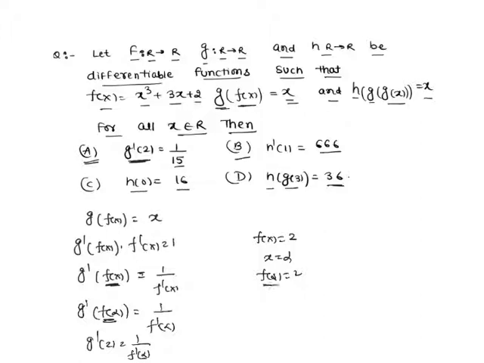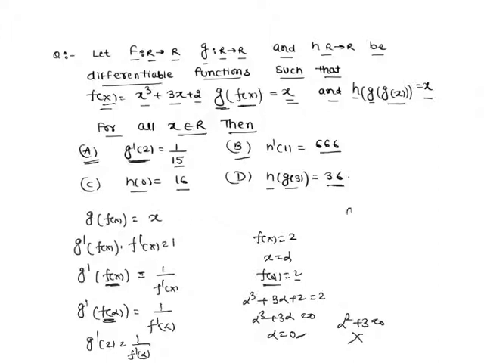Alpha is such that f(alpha) = 2. So if I put alpha here, alpha³ + 3 alpha + 2 = 2. So alpha³ + 3 alpha = 0. From there we will get alpha = 0 and alpha² + 3 = 0. This is not possible. That means we will take alpha = 0.